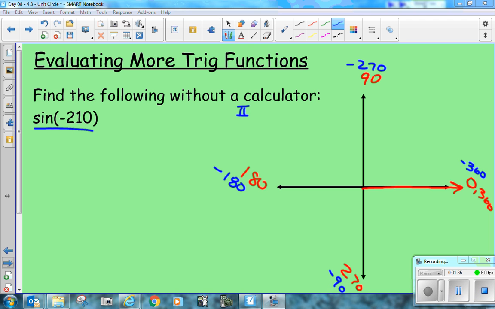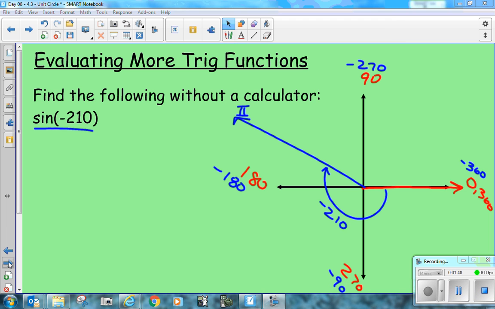I don't know, it's a little bit closer to 180, maybe right there. That looks almost in the middle, but. So from here to here, that is negative 210 degrees. Right?